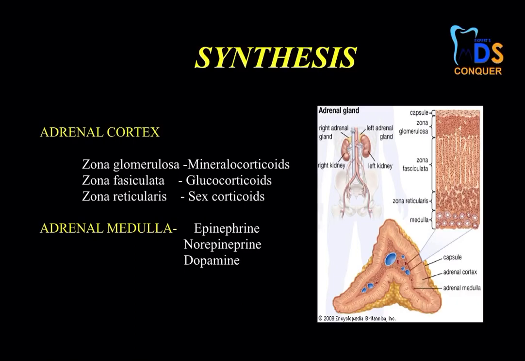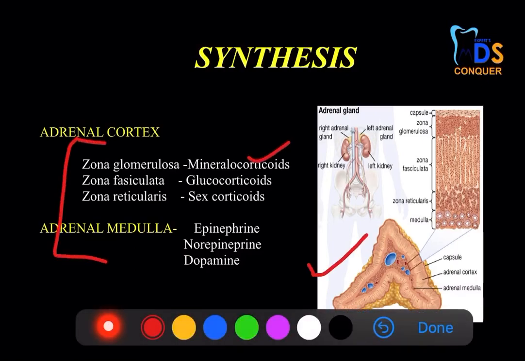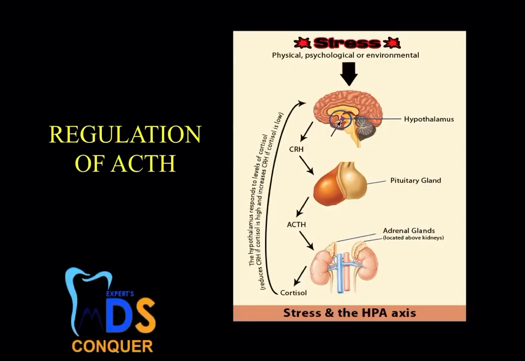Followed by the synthesis, it is mainly synthesized by the adrenal gland, the cortex and the medulla. You have to write these zones, and if possible draw this diagram. Okay, you have to write the zones and the individual things which are being produced by the individual zones. That's important. So next you have to write the regulation.